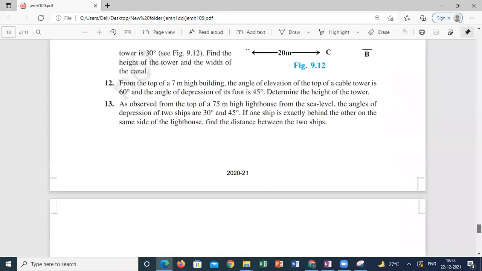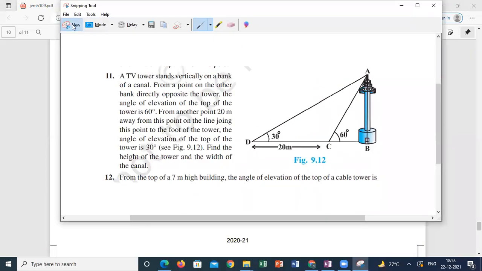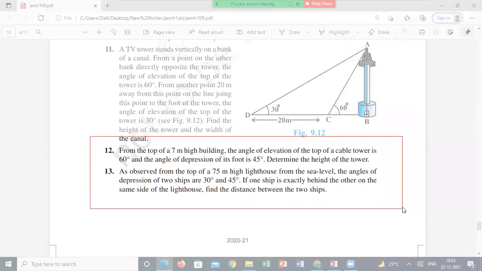14, 15, 16. So we'll do this. We'll try to do these two questions, and I will share the worksheets. We'll wind up the session with these two questions.